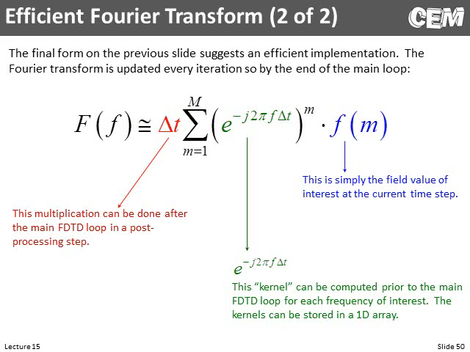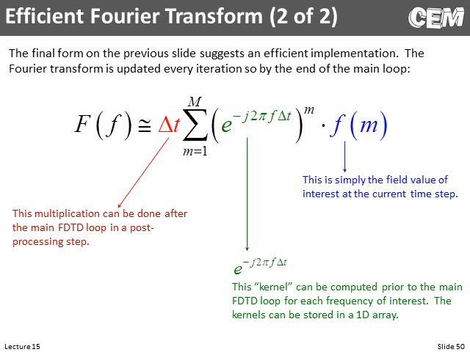So here's a summary of what I just said. We have the field at our current time step. We have this kernel raised to the time step integer. That thing will go 0, 1, 2, 3, 4 over the duration of the simulation. And so we just keep adding these up. We add to a tally over the whole simulation, and then in the end multiply by delta t.